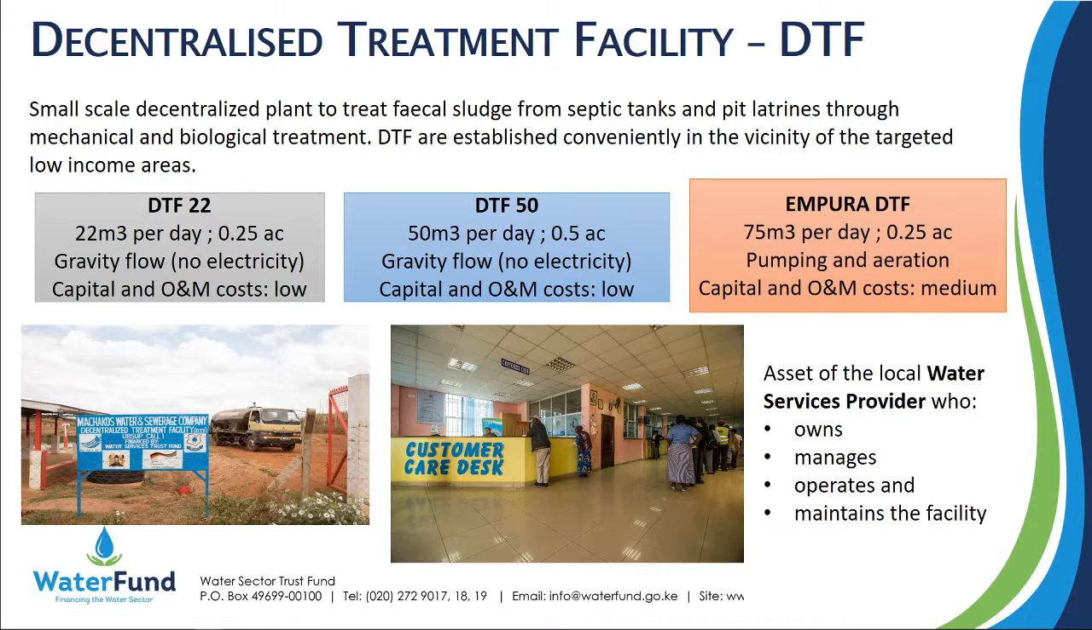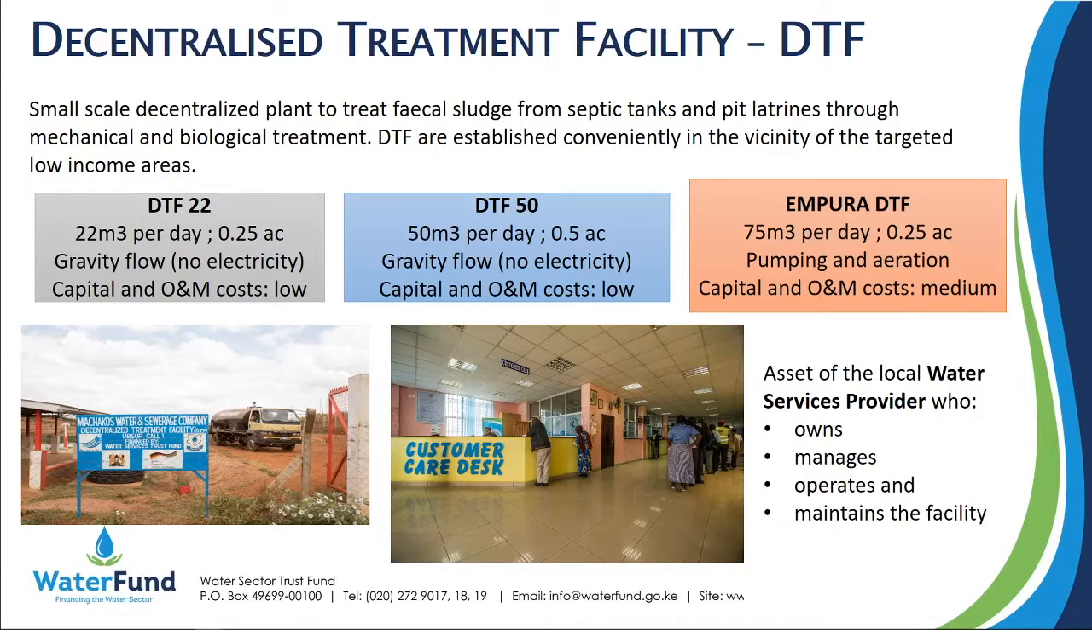And then also the capital and O&M costs are a bit low. The other one is the DTF 50, and how we came up with the DTF 50 was because we found that some of the towns, their fecal sludge needs were bigger than what we had already designed, so they needed more capacities. So we came up with the DTF 50 that treats like 50 cubic meters per day, and it requires like half an acre. And it also flows by gravity, so no electricity is required. And of course, the capital and O&M costs are a bit lower.